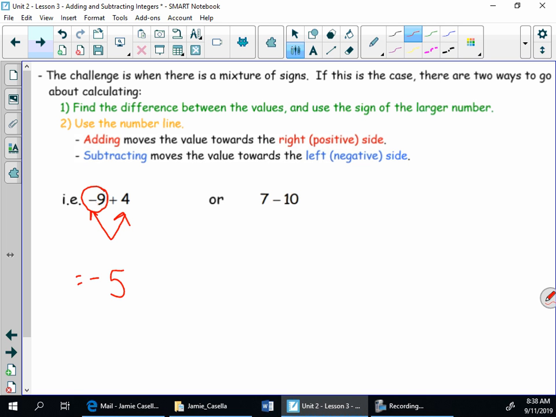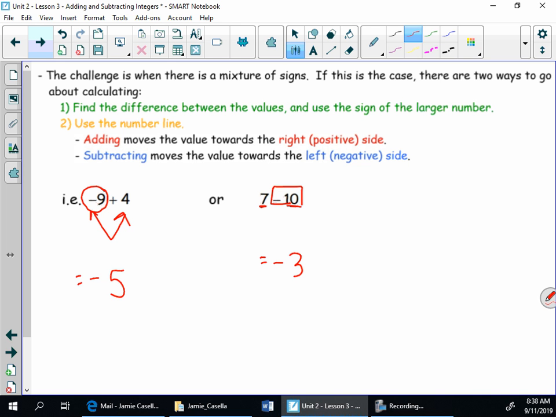How about 7 minus 10? Well, those are different by 3 digits, 7 and 10. What's bigger, a 7 or a 10? I think 10's a bigger number. What kind of sign does it have? A negative. So my answer is negative 3.